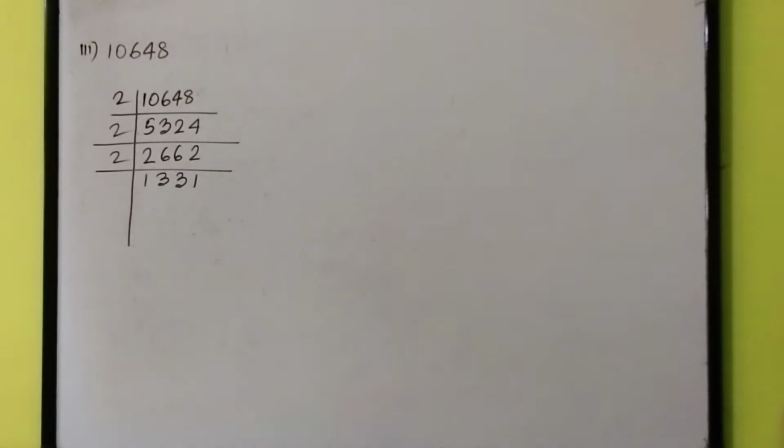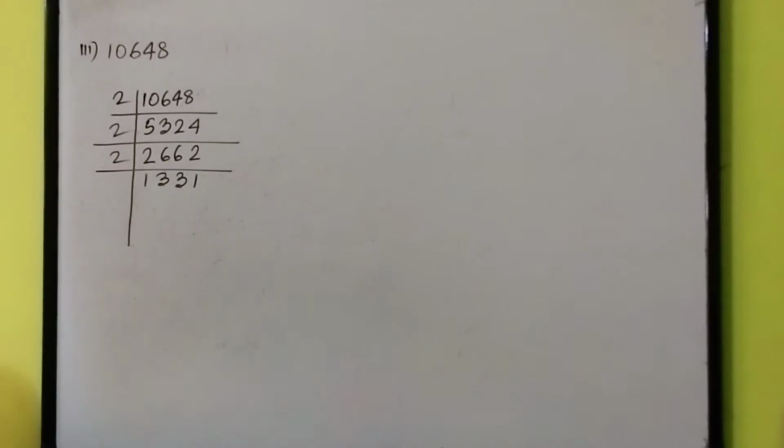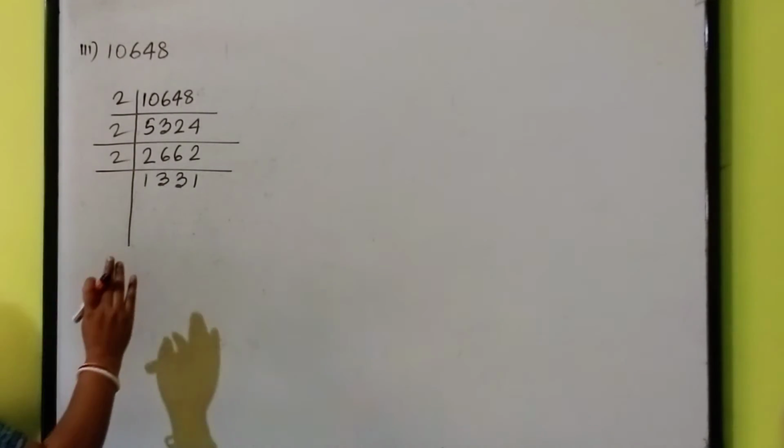Next prime number is 5. 5's unit place must contain 0 or 5. Then only it will be divisible by 5. No, it is not divisible by 5.